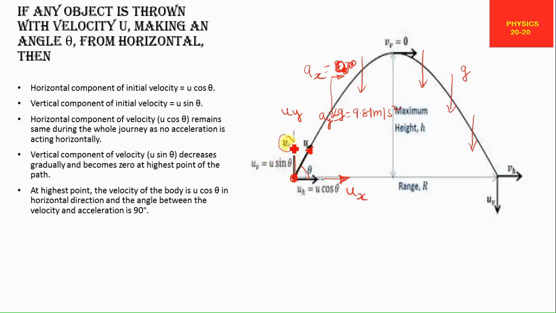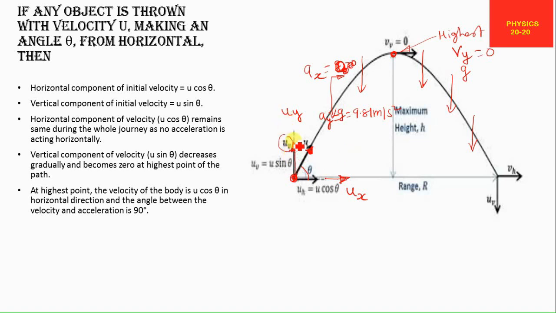So this vertical velocity, uy velocity, keeps on changing. The velocity at the point of projection is larger, then its value keeps on decreasing and its value becomes 0 at this point. This is the apex point. This one is called the apex point or the highest point. This is the highest point. Here the Vy velocity is equal to 0.